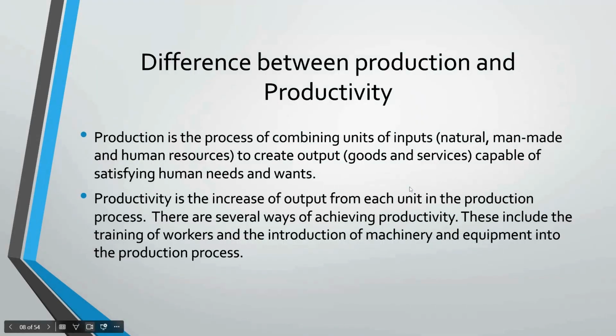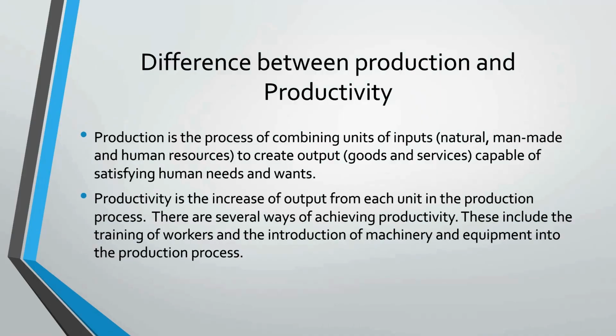Welcome back to Education. Today we're going to be looking at the difference between production and productivity. So, production is the process of combining units of inputs, which include natural, man made, and human resources, to create output, which can be in the form of a good or a service that is capable of satisfying a human need and want. On the other hand, productivity is the increase of output from each unit in the production process.